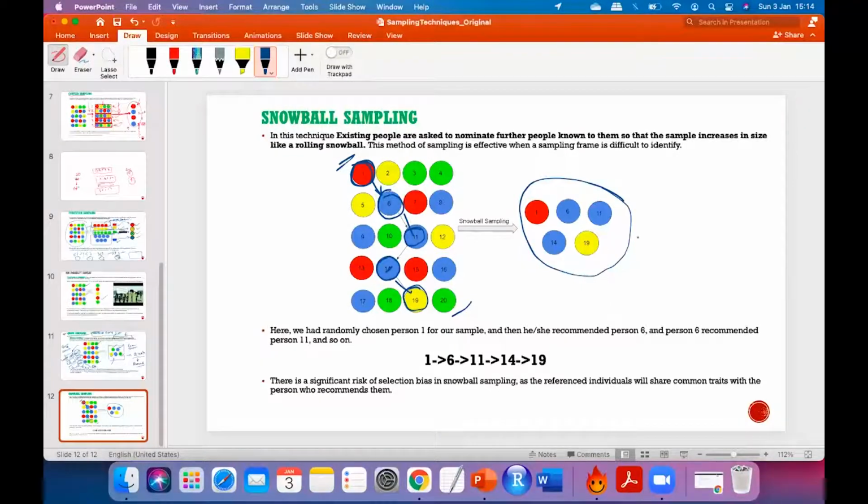I got 5. I'll stop here. You understand? Why can't I do random sampling here? Because not all are corona positives. You understand what I'm saying? And any one person doesn't have information about all the people who have corona.